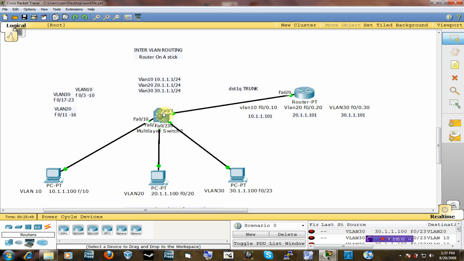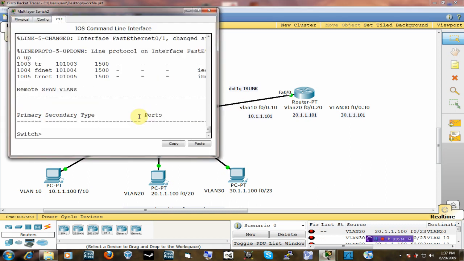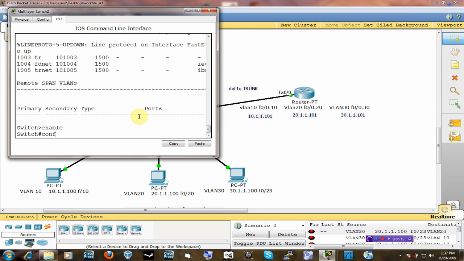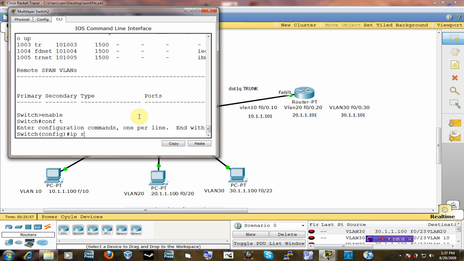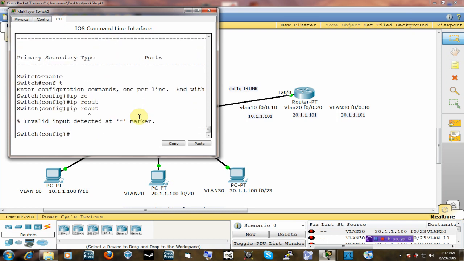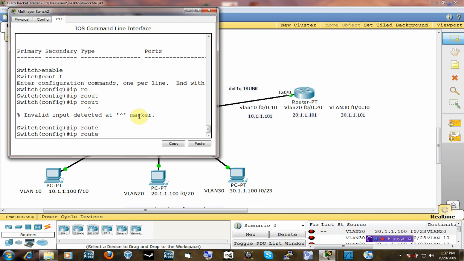So the way we do that is to create an IP route, and since we want anything to anything, we're going to use 0.0.0.0 0.0.0.0, saying that anything going to anywhere that you don't know about, send it out your FastEthernet 0/1 interface, if you would.